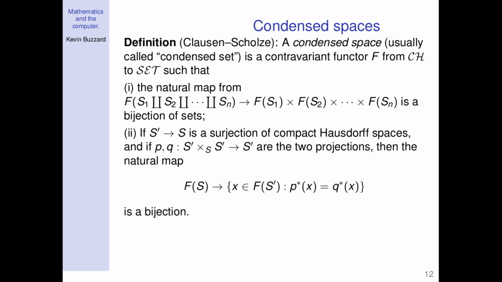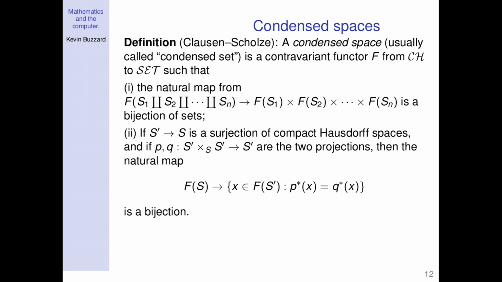But here, we don't call them topological sets or topological type. We call them topological spaces. A space is supposed to indicate that there's some kind of geometry going on or some kind of topology. And this whole point about condensed is supposed to be some replacement for topology. So let me call it a condensed space. But in the literature, it's called a condensed set.